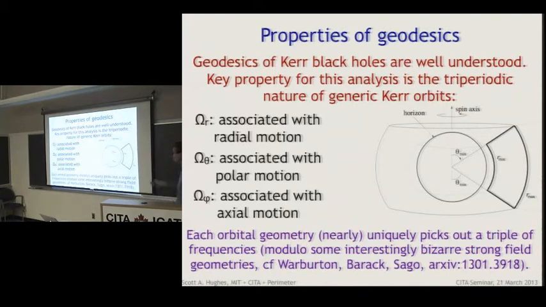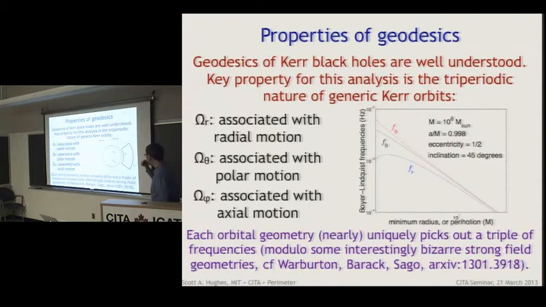And associated with the motion of this body in this torus, there are three completely well-characterized periods. I'm just going to write them as frequencies. So there's an omega r associated with the time scale to go from r min to r max and back, omega theta associated with the time scale to oscillate in the theta direction, and omega phi associated with the time scale to go around the spin axis. And each orbital geometry, modulo a couple of interesting degeneracies that look like curiosities but are kind of cute, essentially picks out some unique triple of these frequencies.